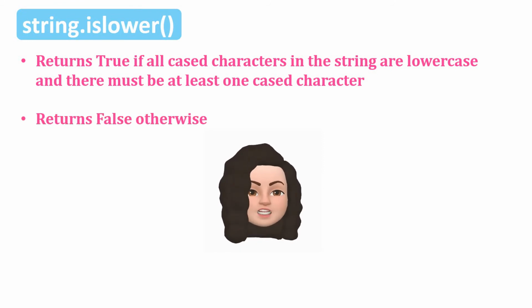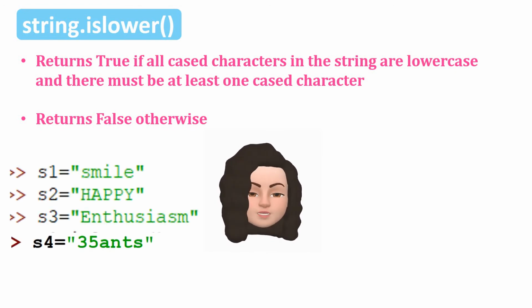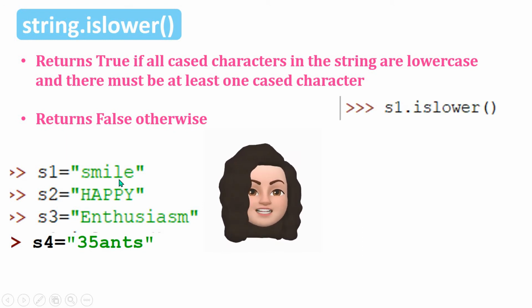Otherwise, the islower function returns false. Look at the example. S1, S2, S3, S4, four strings are declared. Now S1.islower(). S1 is a string which consists of only lowercase alphabets. There is no uppercase. Hence S1.islower() will return true.